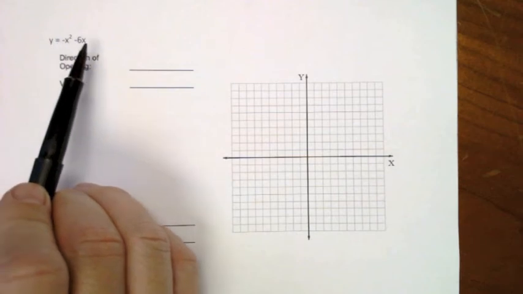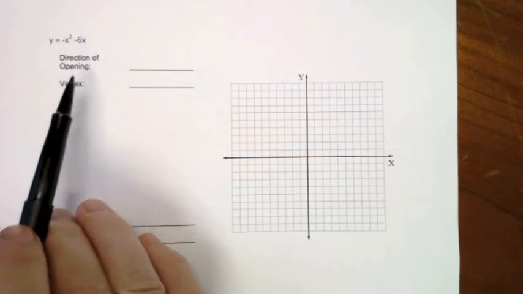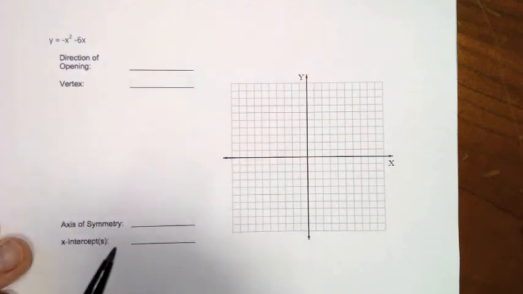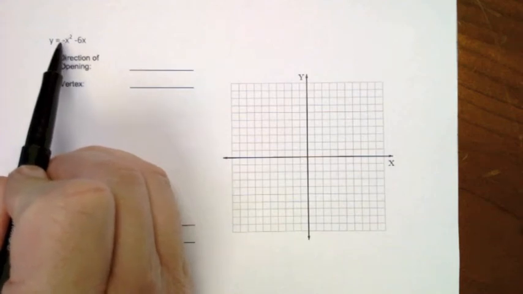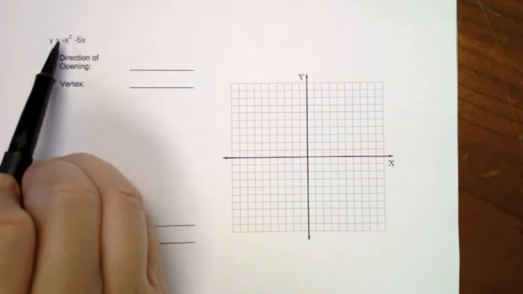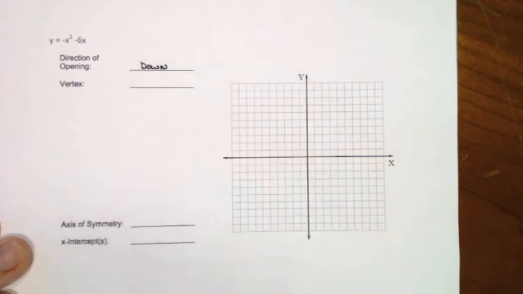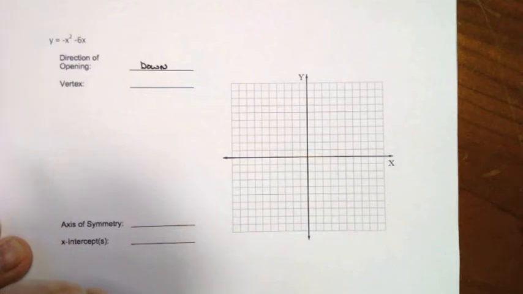We're going to graph this quadratic equation right here. One of the first things I need to figure out is which direction it's going to open, whether it's going to open up or down. The way I determine that is I look at the number in front of the x squared. If it's positive, it opens up. If it's negative, it opens down. This is negative, so it's going to be opening down.